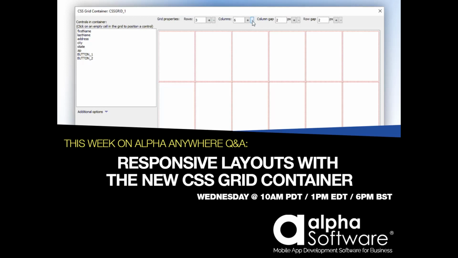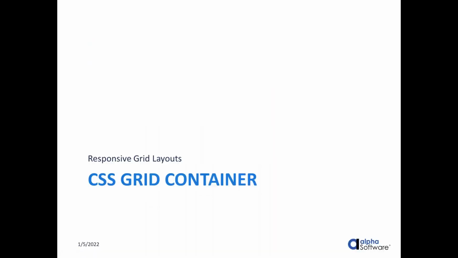So today, yes, we are going to be talking about the CSS Grid Container. And the CSS Grid Container is a new control we added in a recent release of Alpha Anywhere. At the end of December, we put out a new release, and it has this new container in it, and it's a very exciting container.